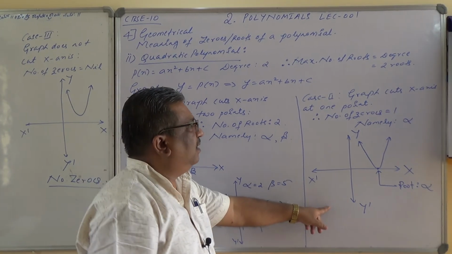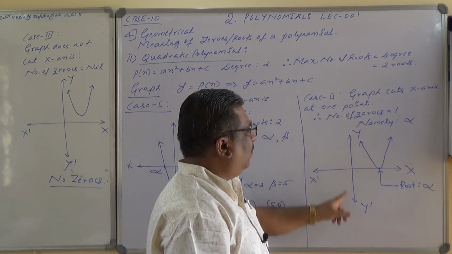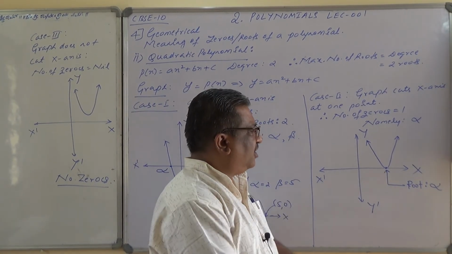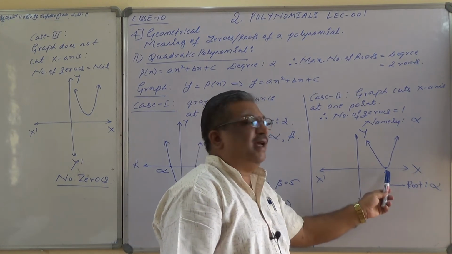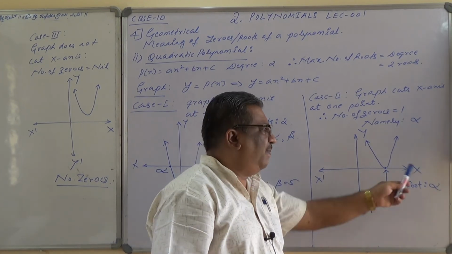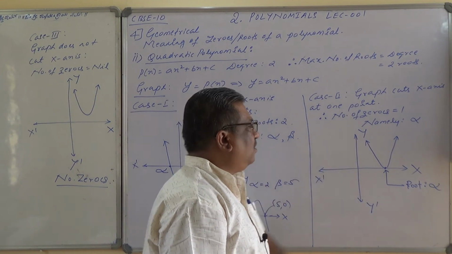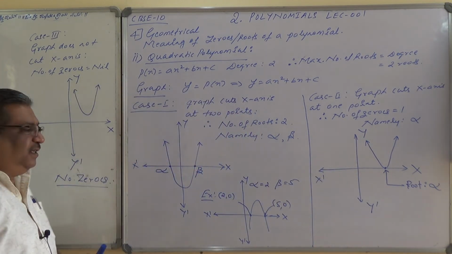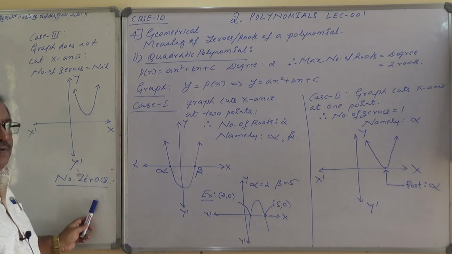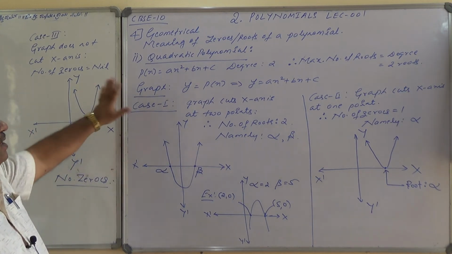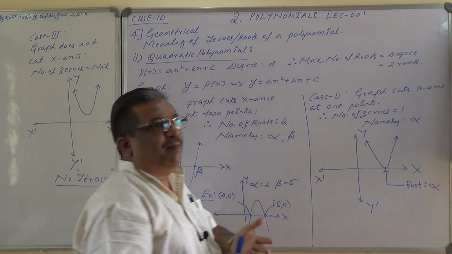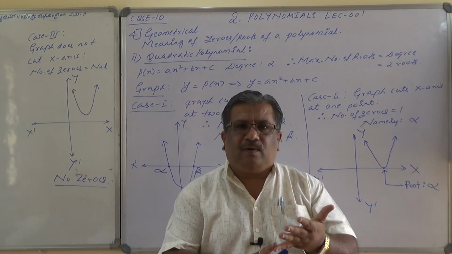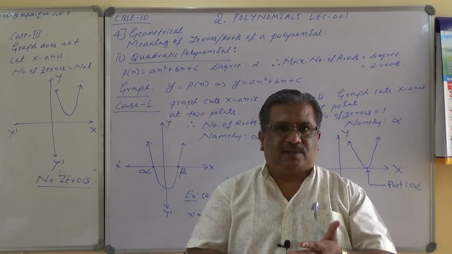And here the graph cuts the x-axis at only one point. Here is the point of intersection, and we can name this as either alpha or beta, because there exists only one root, and here the graph does not cut the x-axis at all, and therefore number of zeros, no zeros over here. And therefore for a quadratic polynomial we can have a maximum of 2 zeros: no zeros, 1 zero, and 2 zeros, isn't it?